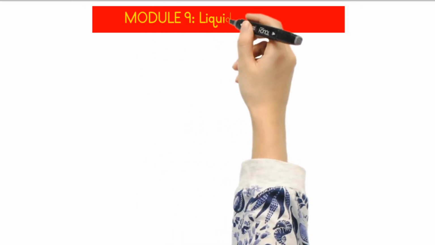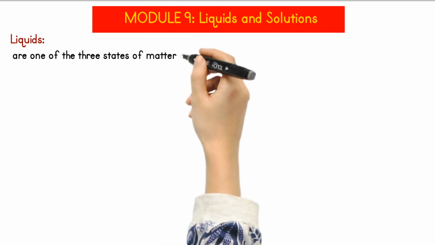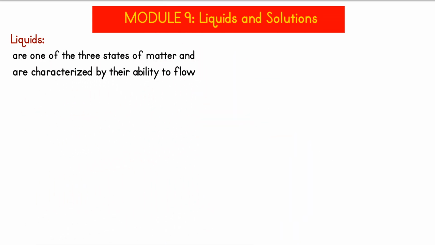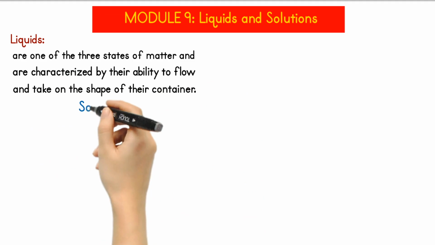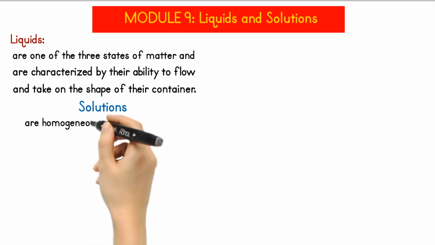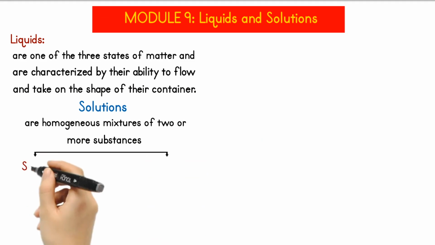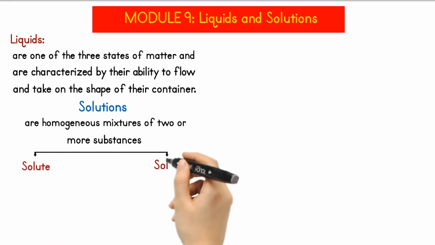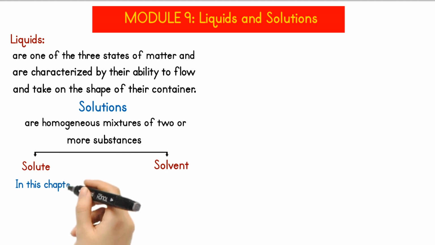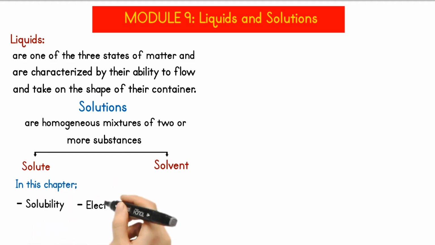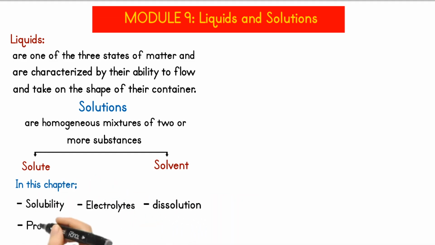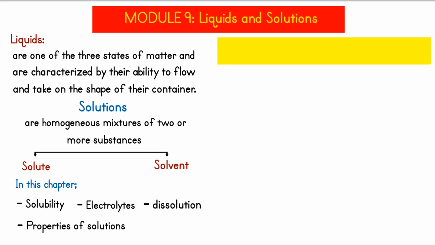Module 9, Liquids and Solutions. Liquids are one of the three states of matter and are characterized by their ability to flow and take on the shape of their container. Solutions are homogeneous mixtures of two or more substances, with one substance being the solute and the other being the solvent. In this chapter, we will explore solubility, electrolytes, dissolution, and the properties of solutions.